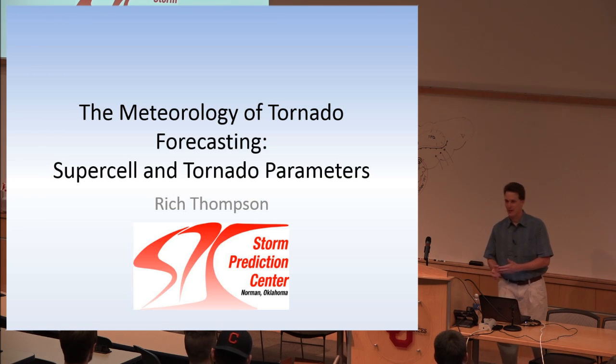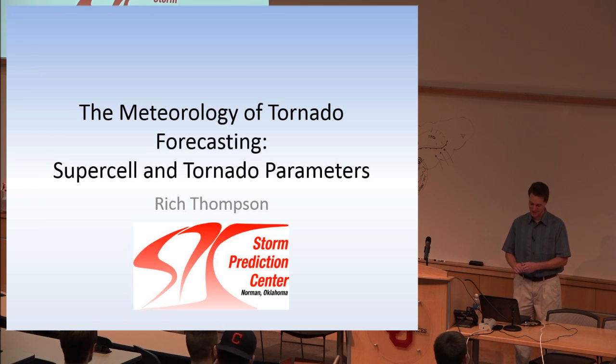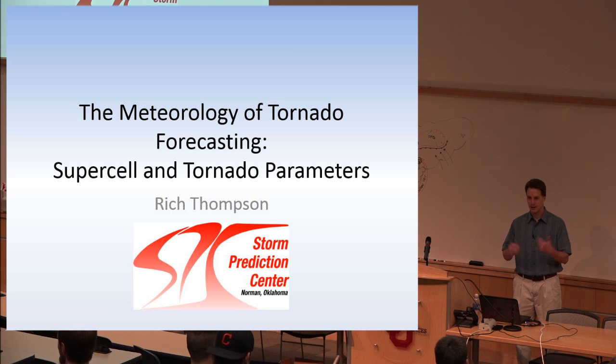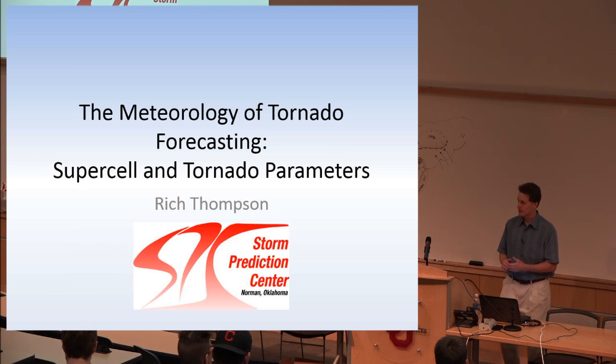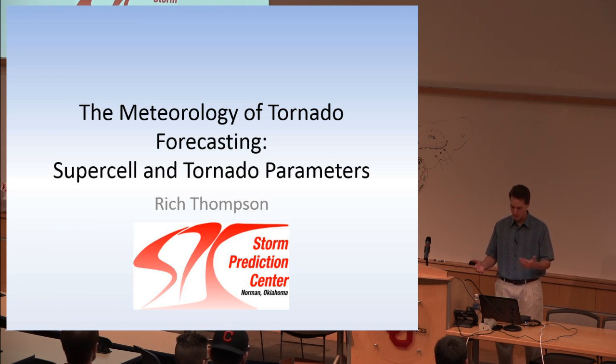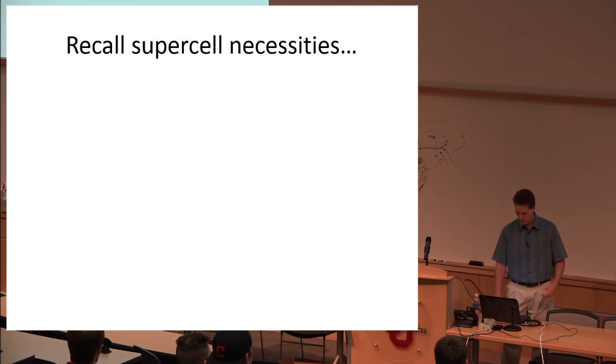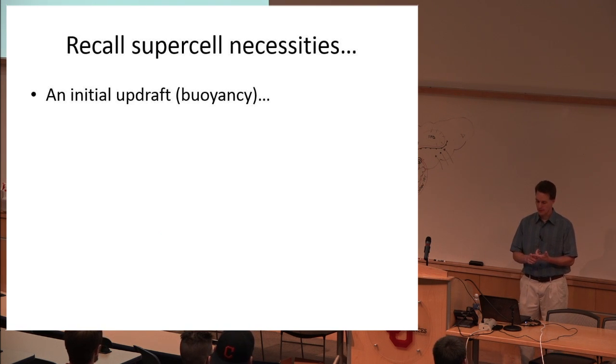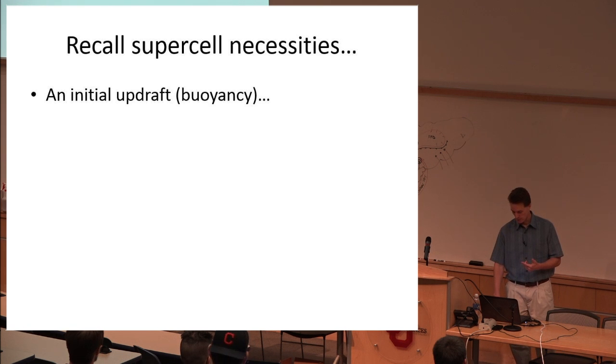We will wrap up the session here with a discussion, partially for a second time, on some of the parameters related to supercell and tornado formation. So how do we forecast supercells and tornadoes with a coherent conceptual model backing the forecast process? The necessities. We need initial buoyancy to support an updraft. That one should be fairly self-evident.